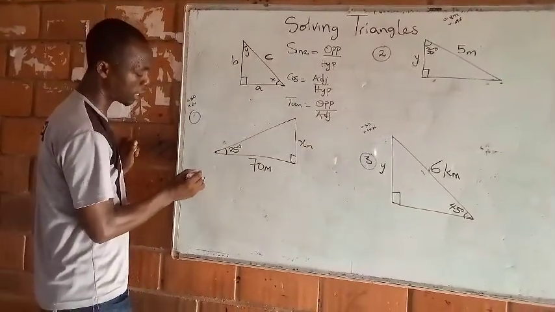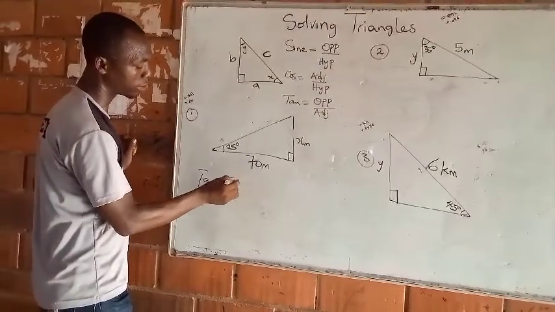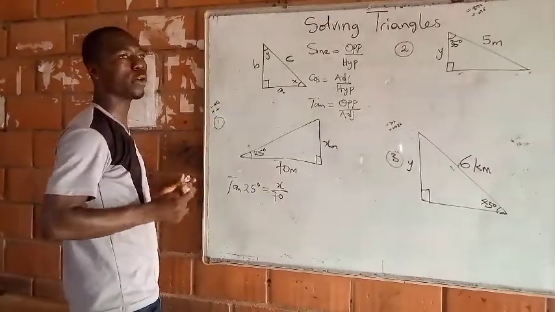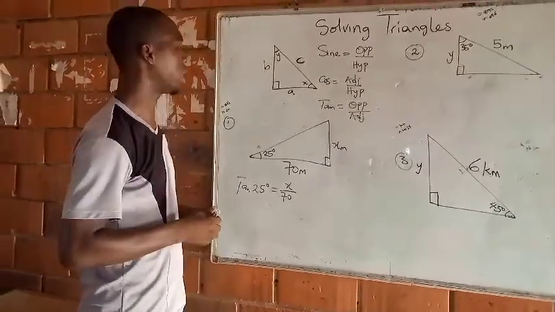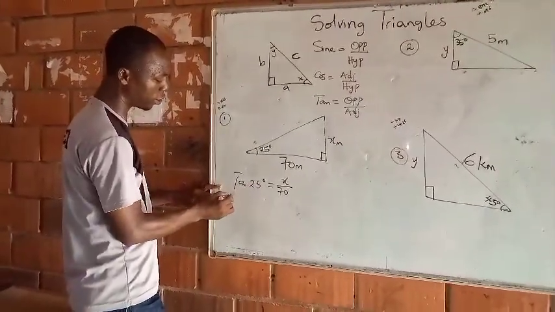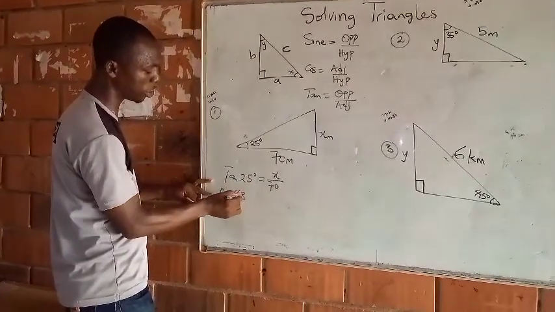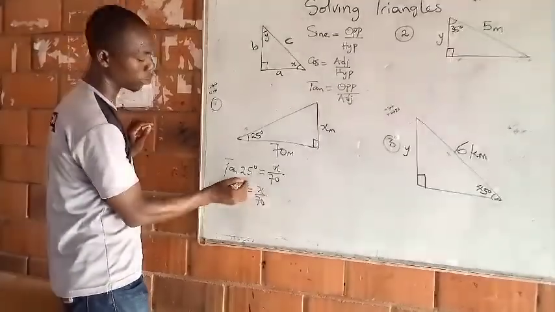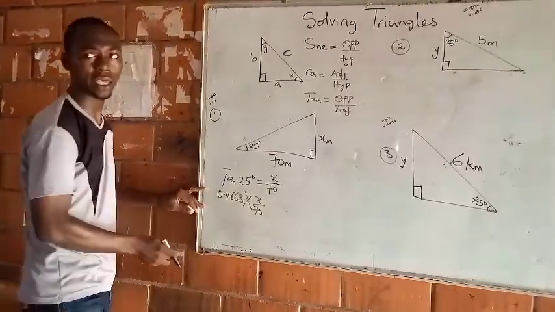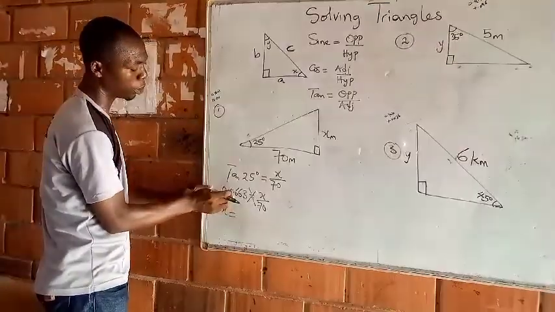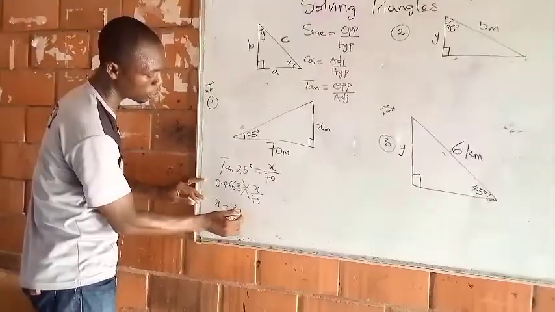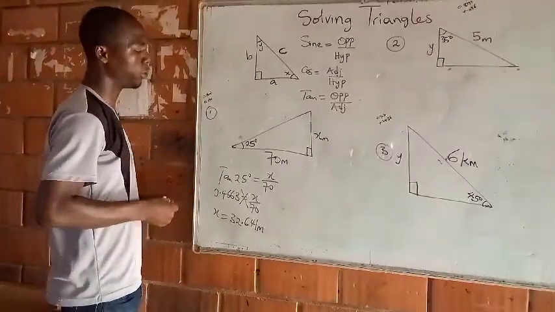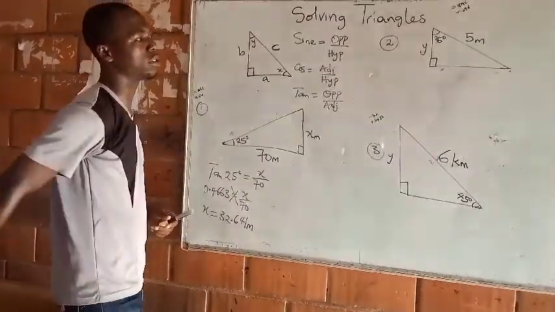So it will be tan 25 degrees equals opposite over adjacent. From our four-figure table, or by the use of a calculator, we can get that tan of 25 is 0.4663 equals x over 70. So the next thing to do is to cross multiply. If you cross multiply, you have x. If you multiply this by 70, you have 32.641 meters. So with that, we've gotten the value of the opposite.